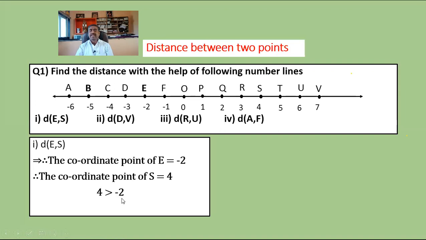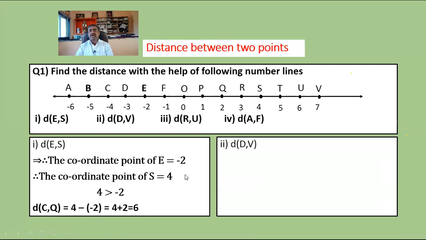Therefore, 4 is greater than -2. Distance between 2 points E and S is the subtraction of the larger coordinate and the smaller coordinate. Therefore, distance ES is equal to 4 minus (-2), minus minus is plus, 4 plus 2 is equal to 6.